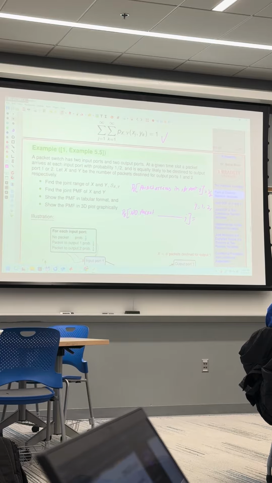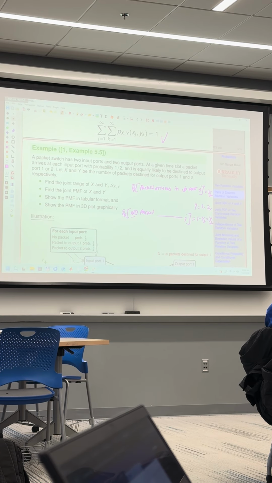A packet arrives in input port J with probability 1/2. Therefore, the probability that no packet arrives in input port J is going to be 1 minus 1/2, which equals 1/2. So that is the key here. That is what we are going to utilize.